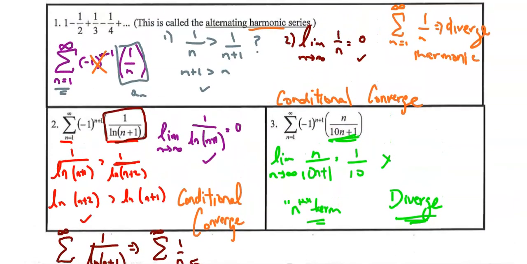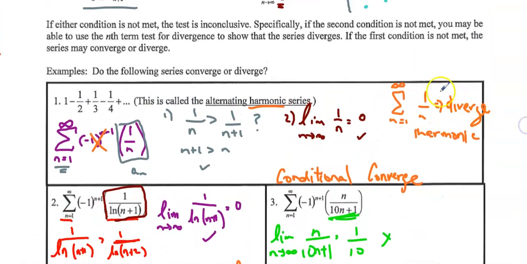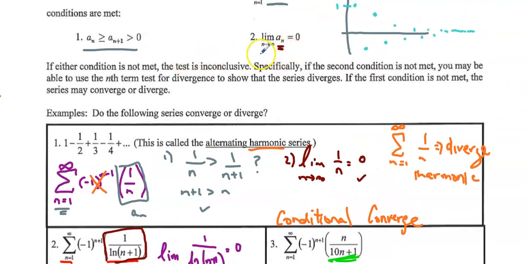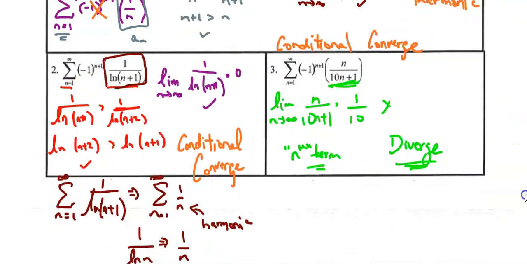And one of the things I should have mentioned in the previous video is exactly what this is saying: if the second condition is not met, and we're referring to our two conditions right here, then you may be able to use the nth term test for divergence. And that's exactly what we showed right here in example number 3. Okay, so let's move on to another example.